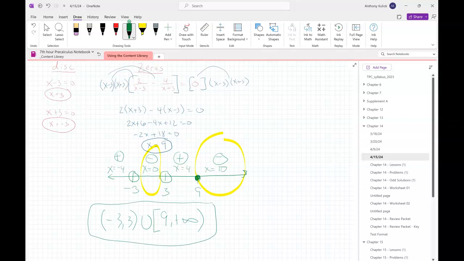Notice that I used the bracket for 9. Why did I use a bracket on the 9 but nowhere else? Because it was the filled in circle. Excellent, Lexi.